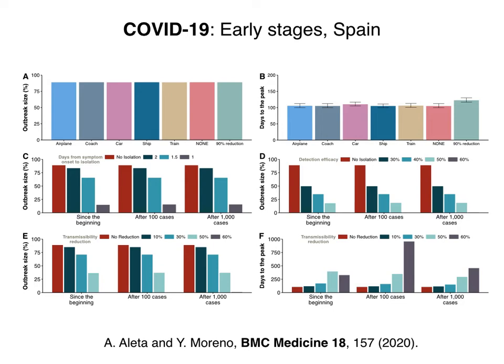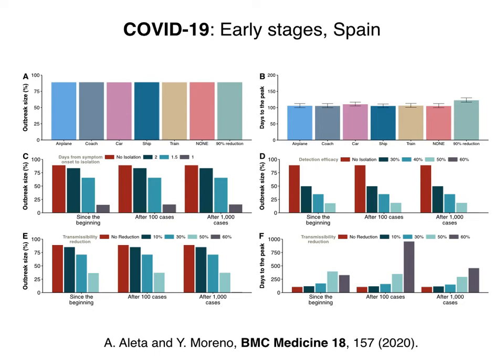The next thing that we did was to evaluate the effectiveness of different intervention measures. We explored, for example, a significant reduction in mobility. What was the effect of that? Then early detection of cases, detection efficiency, and a reduction of transmissibility. And this is represented in these figures. A and B relate to the mobility reductions.